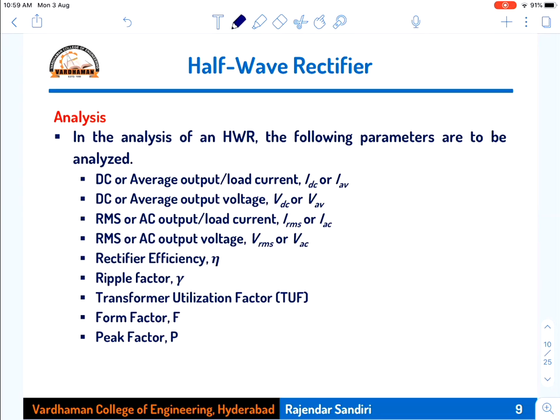It is represented by a factor called transformer utilization factor. Then we'll calculate two other parameters, which we call the form factor and peak factor. So a total of 9 parameters are there. These 9 parameters we have to calculate for the half wave rectifier, as well as the full wave rectifier with center tap transformer, as well as for the bridge rectifier.